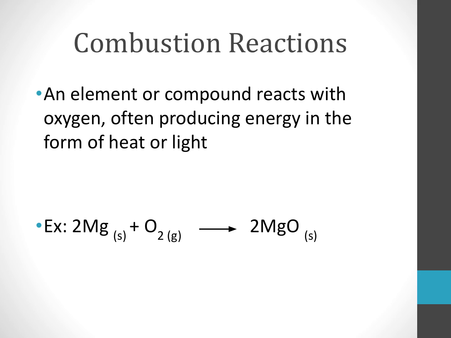All right, so today we're going to learn about our fifth and final type of reaction, called a combustion reaction. Combustion reactions occur when an element or compound reacts with oxygen and often produces energy in the form of heat or light. Think about what you would normally think of with combustion. Something is burning, so one of the reactants has to be oxygen. Here's an example of when we combust magnesium: magnesium plus oxygen is going to give us magnesium oxide.